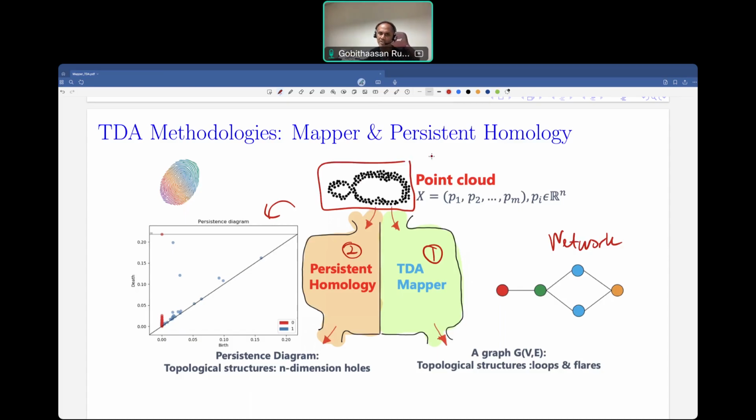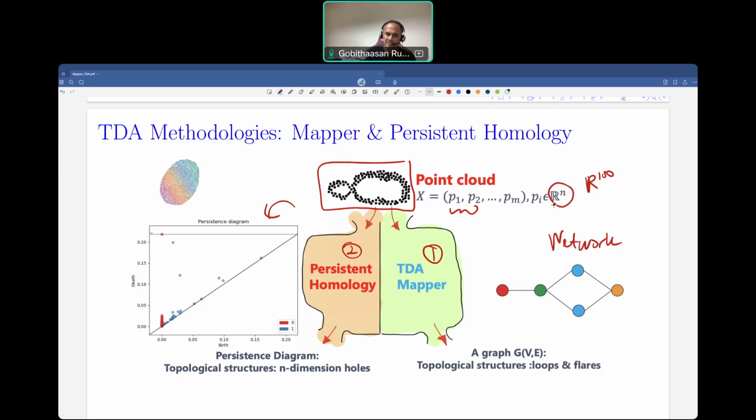Let's say it is in two-dimensional space. Two-dimensional space means every single point is a tuple. But of course, it can be in any dimensional space, R^n. It can be in a 100-dimensional space, then it will be R^100, right?